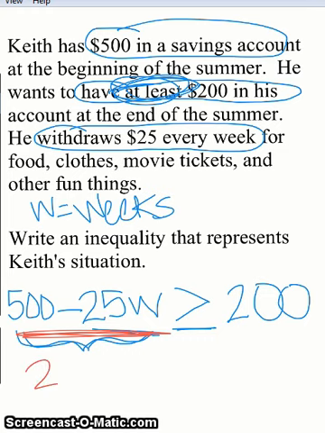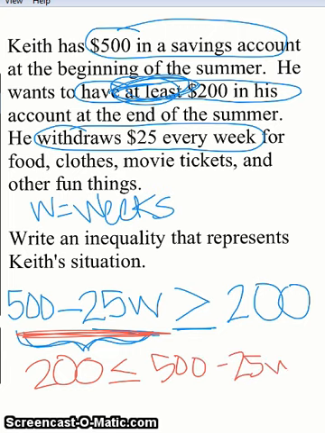You could write it the other direction. 200 would be less than or equal to 500 minus 25W. Alrighty, and on to the next problem.